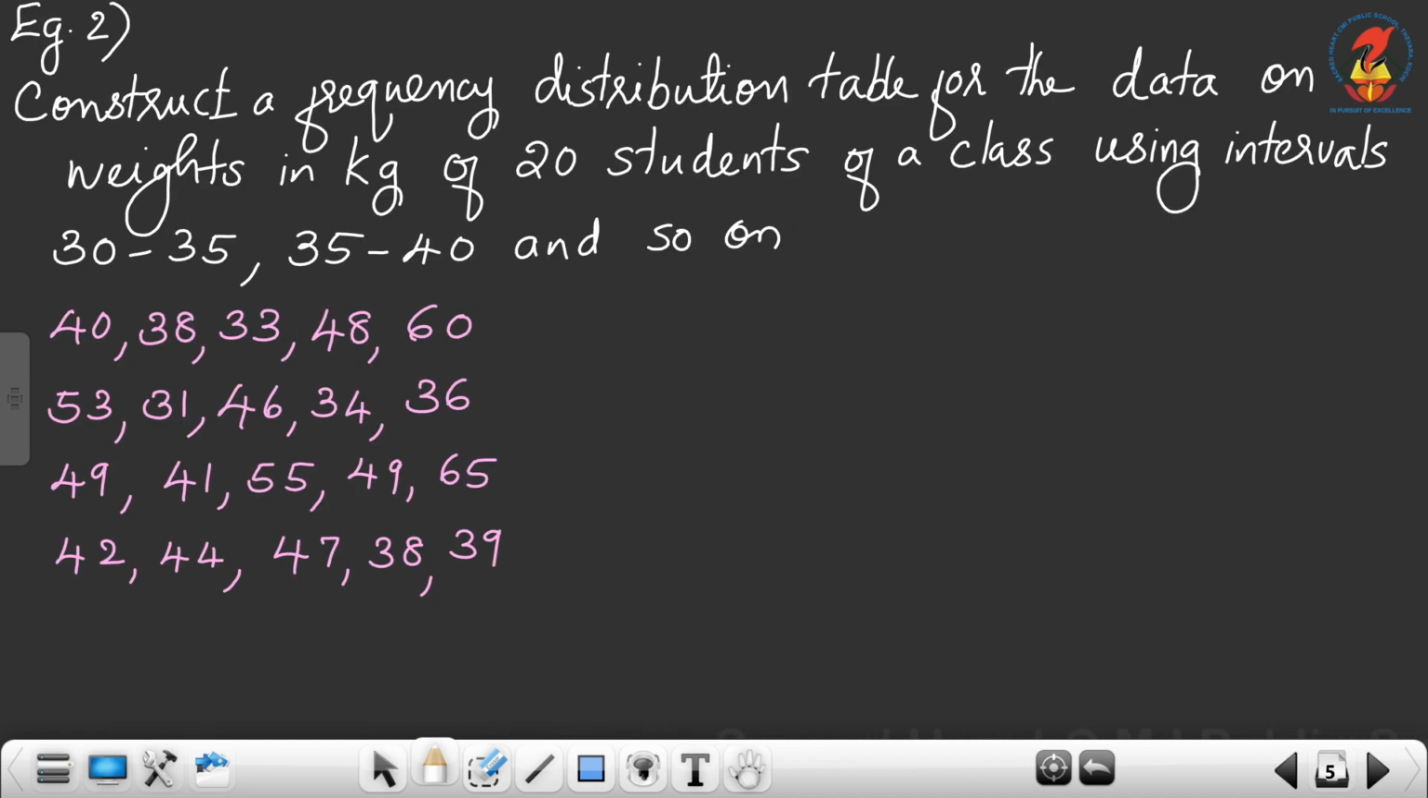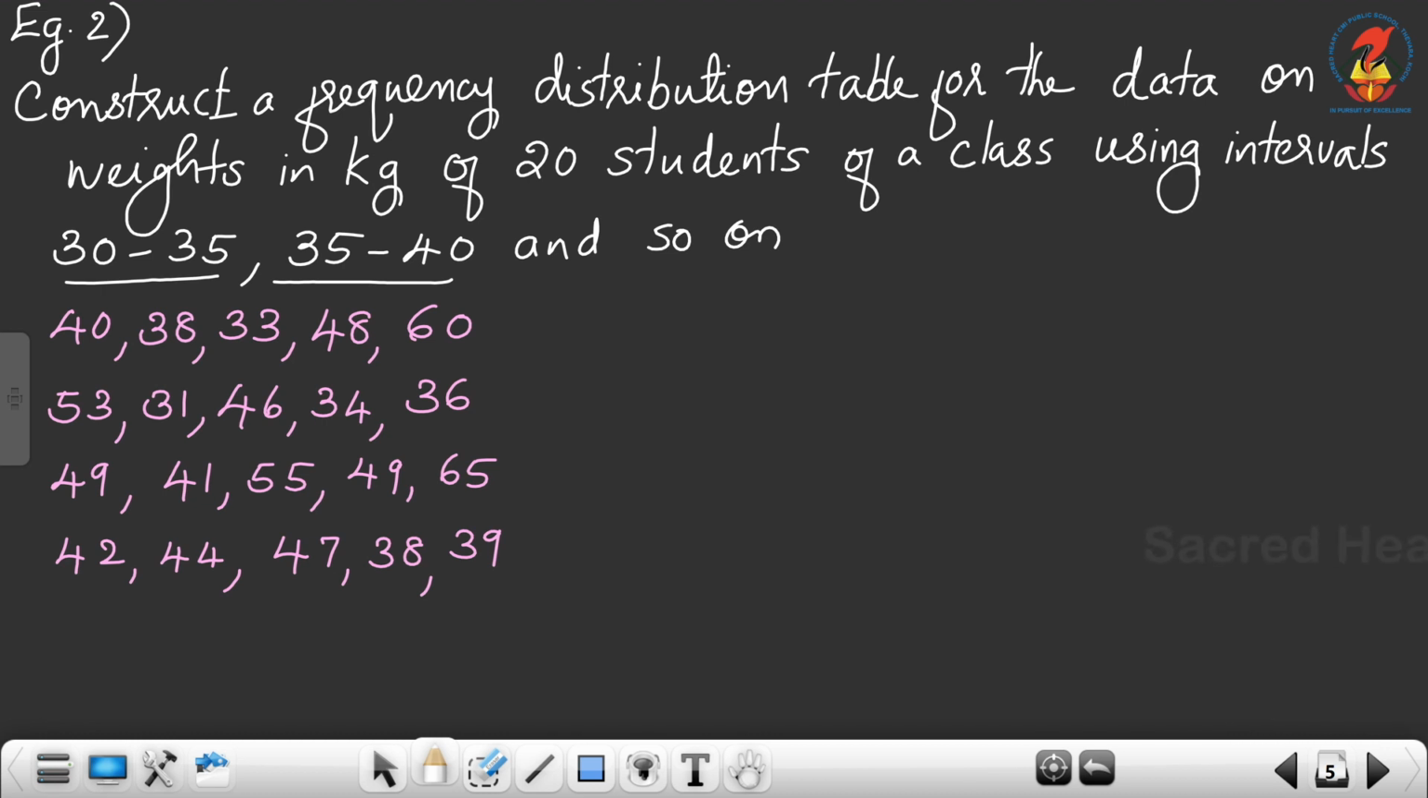Now the question: construct a frequency distribution table for the data on weights in kilograms of 20 students of a class using class intervals. The class intervals are given here: 30 to 35, 35 to 40 and so on. Sometimes in the question it is given. So you have to start from 30 to 35 and make the class intervals in this way, 30 to 35, 35 to 40, like that. Now look at these observations.